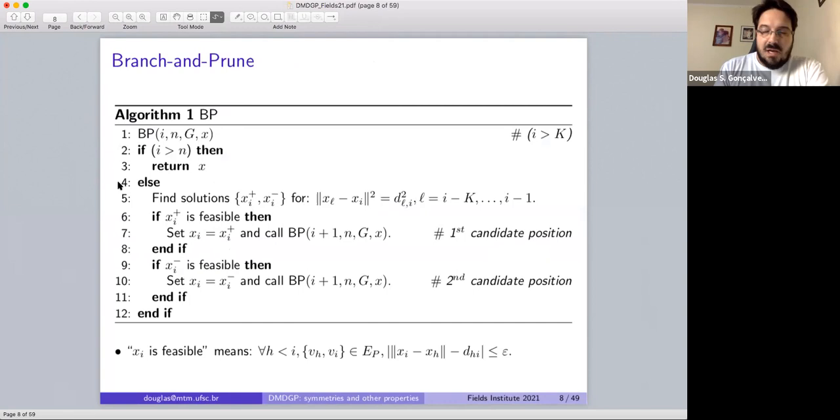given the initial positions for the first k vertices. For all other vertices, what we do is the following. The assumptions ensure that we have at least k adjacent predecessors, so we perform the intersection of k spheres in R^k by solving this quadratic system. And this generates two possible candidate positions, which I call here x_i plus and x_i minus. And then we check the feasibility of each position.